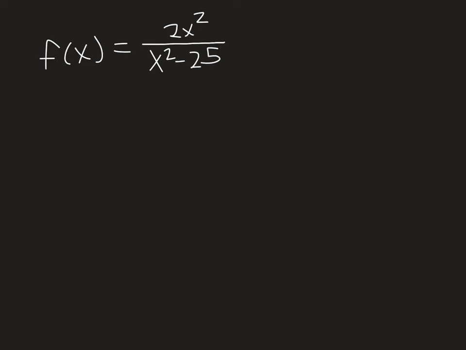Okay, we have another example of a rational function. We're going to use our steps and our tools to sketch a graph. Start off with the domain. We want to find the values of x that we need to exclude. So we set the denominator not equal to 0.